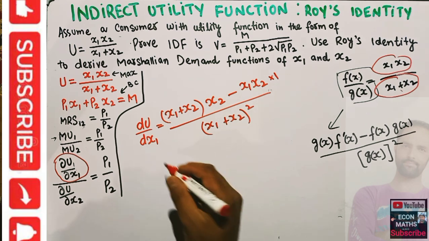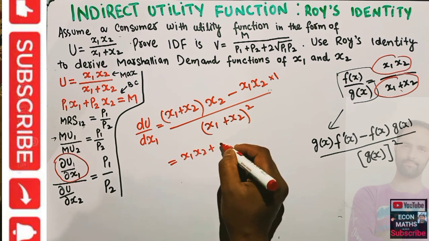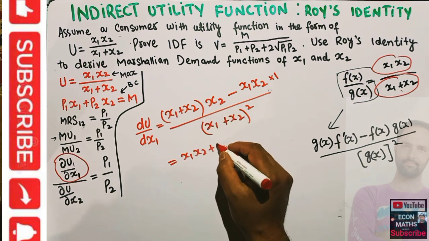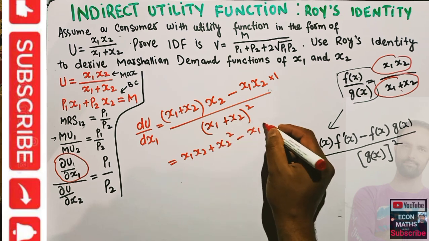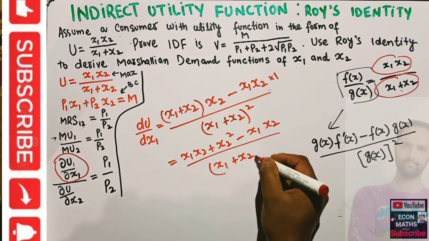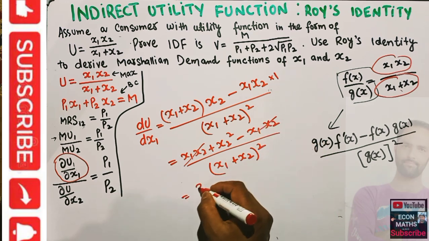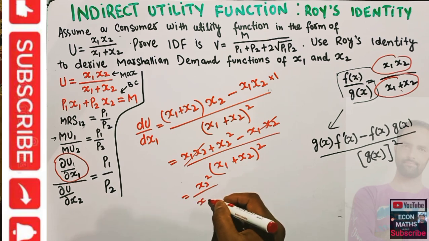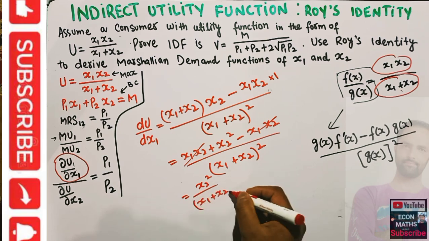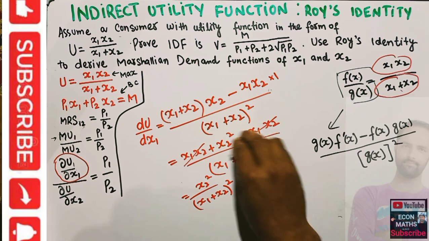So let us try to solve this out. This will become x1 x2 plus x2 square minus x1 x2, divided by x1 plus x2 whole square. These two terms will get cancelled. We are left with x2 square upon x1 plus x2 whole square. So this du upon dx1 is this. Let me write it here.